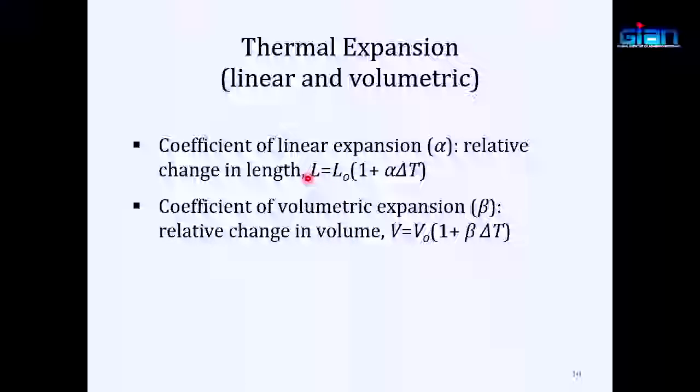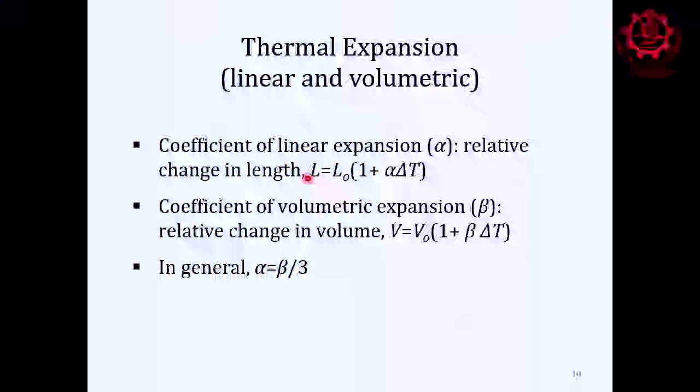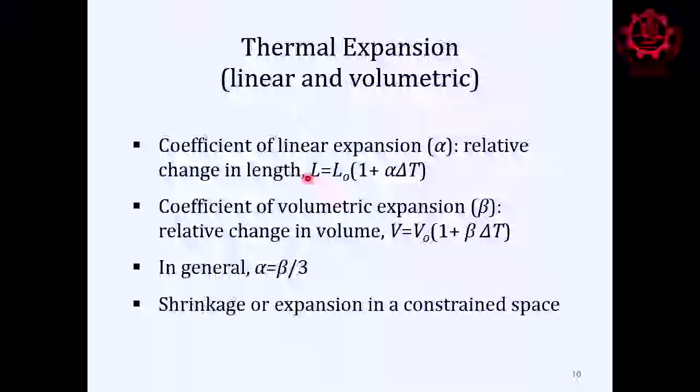And the same concept applies for volumetric expansion. It is expansion in all three dimensions, so a volume change. And in general, alpha, which is the linear expansion coefficient, is 1/3 of the volumetric expansion coefficient, which makes sense. Volumetric is three-dimensional expansion.